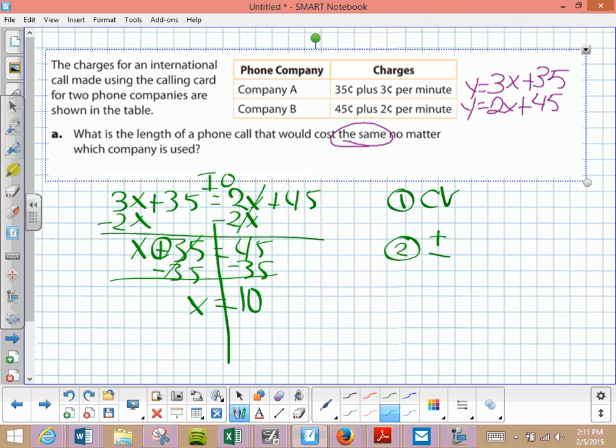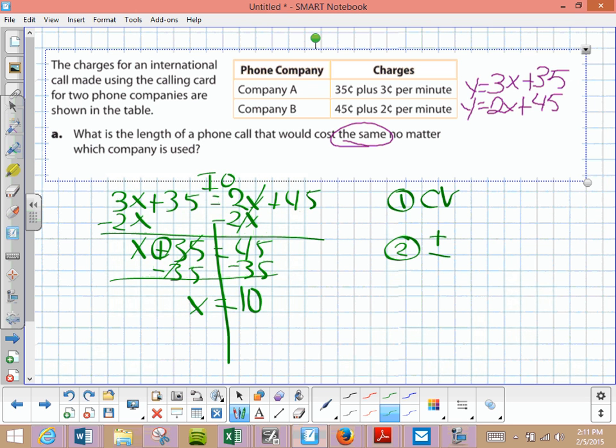That means that, what does the x represent in this situation? I'm sorry? What does the x represent? Thank you. Somebody's awake. The length of a phone call. Yes, thank you. So that means that when both companies are offering for 10 minutes, it will cost the same. It will be exactly the same. And what is that cost? How do I figure it out?